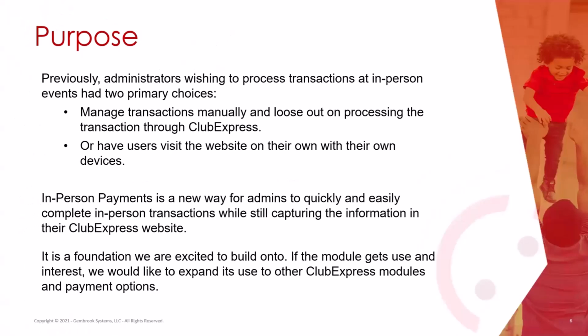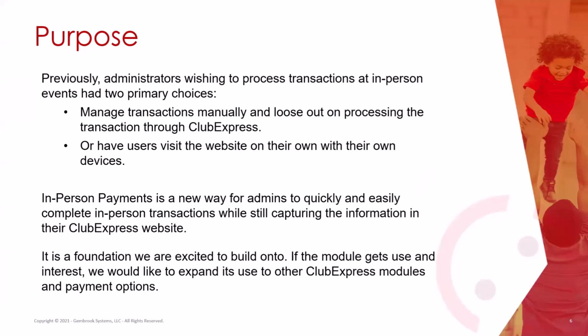All right, so let's talk about the purpose of this function. This is trying to fix an issue that we've had for several years now, which is that previously administrators who wanted to process any transactions in person really had two primary ways to go about it. One was to just do it the old-fashioned way. They would put up a sign that says this shirt is $10 or something like that, and they would exchange cash, or they would use some other third-party point of sale system, and they would completely have that transaction outside of ClubExpress because we did not have a direct tie-in to ClubExpress for in-person payments.